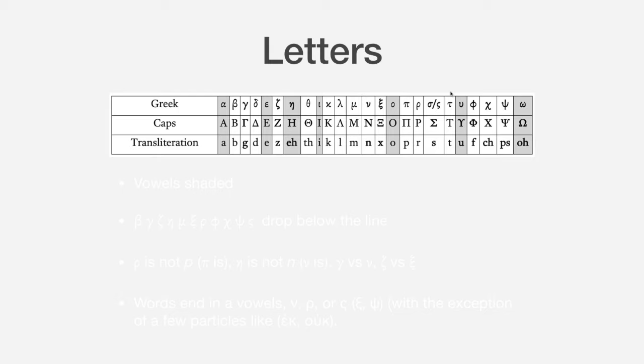Tau sounds like the English letter T. Upsilon sounds like an oo sound. So something like food or mood. You can remember that because it's the first sound of upsilon. Phi sounds like an English letter F, just a circle with a line through it.